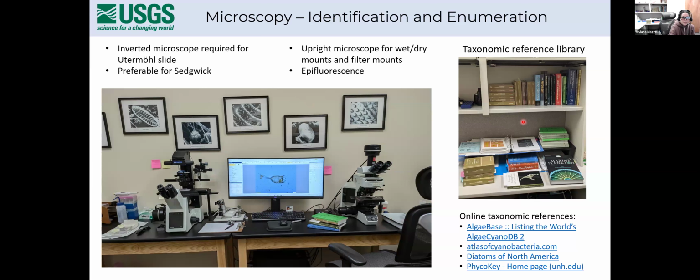Then the photo on the left is my reference library. I also listed some of the online website references that I use, including DONA, of course. But I know all of you on this call are familiar with these sites.